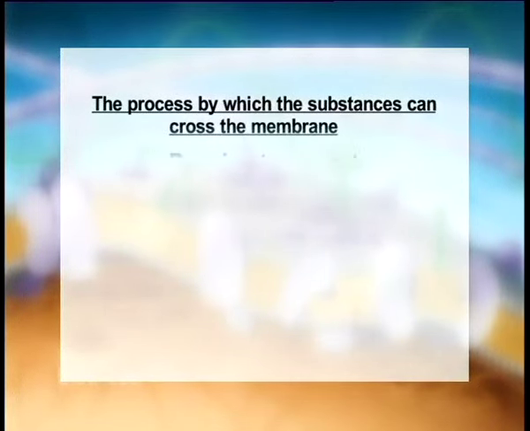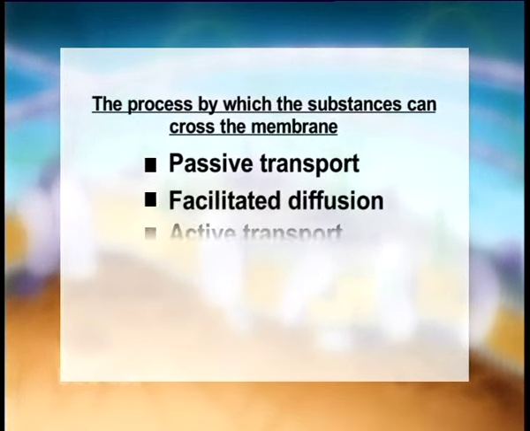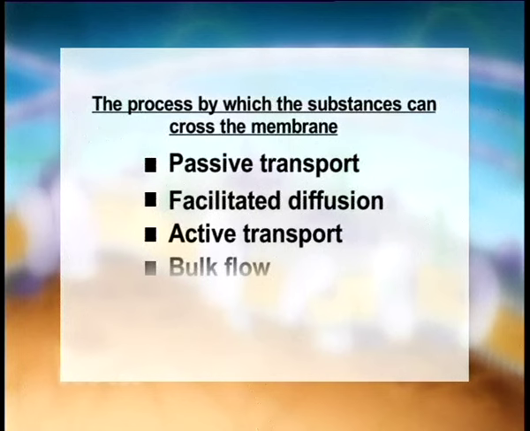The transport proteins enable membranes permeable to specific ions and other polar molecules including water. Thus, the selective permeability of a membrane depends on both the discriminating barrier of the lipid bilayer and specific transport proteins. The processes through which the substances can cross the membrane are passive transport, facilitated diffusion, active transport, and bulk flow.